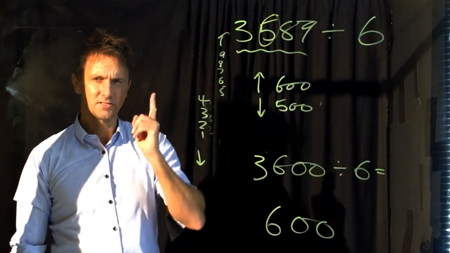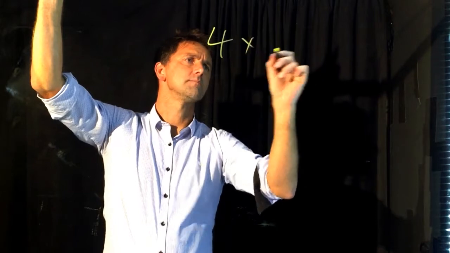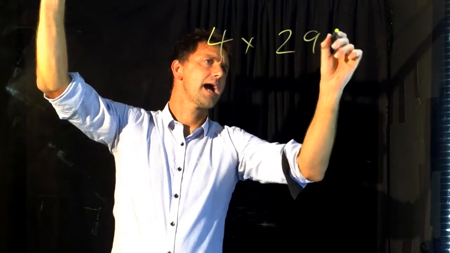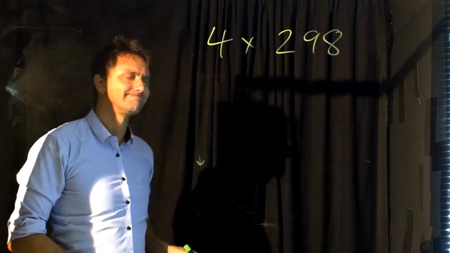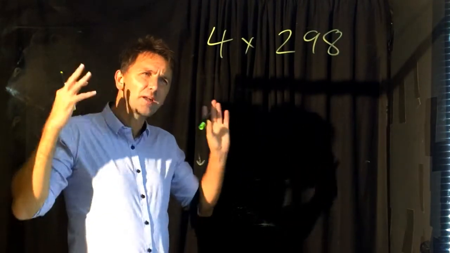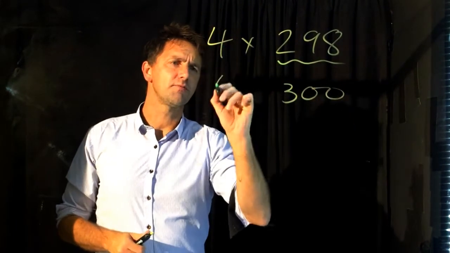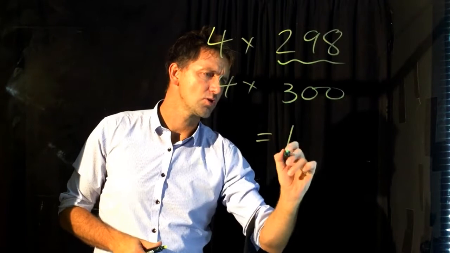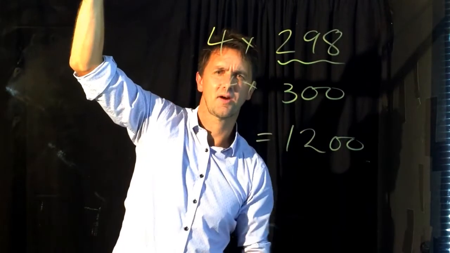Here's one for you to do by yourself. 4 times 298. Round it off to the nearest 100, have a go. Okay, you should have made this number 300. It should have been 4 times 300 equals 1,200, because 4 times 3 is 12, and add those zeros. Okay?